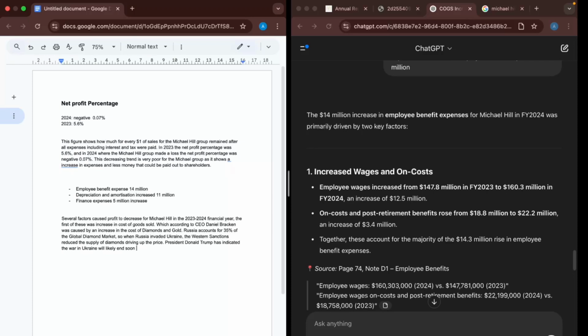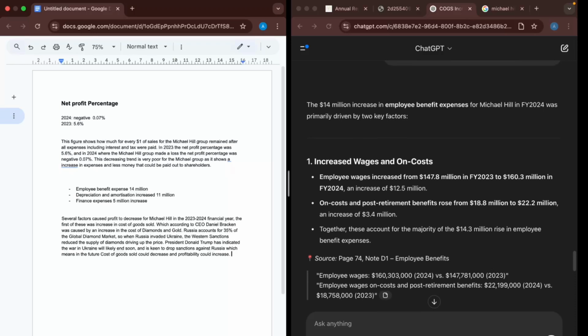President Donald Trump has indicated the war in Ukraine will likely end soon, and is keen to drop sanctions against Russia, which means in the future cost of goods sold could decrease, and profitability could increase. All right, nice. Just that little bit on there.